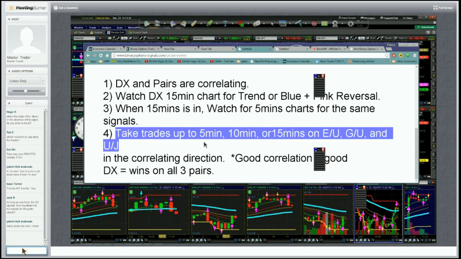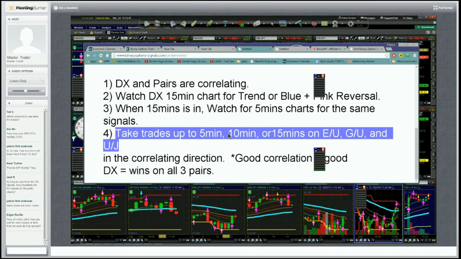So, step number 4, I think you went over it. When you see this, when the 15 minutes is in, watch the 5-minute charts for the same signals. As soon as you see it, you take 5, 10, 15 minute trades on the EU, GU, and UJ. So I guess he doesn't have to explain that. As soon as you see it, you take it, if everything looks good, guys.